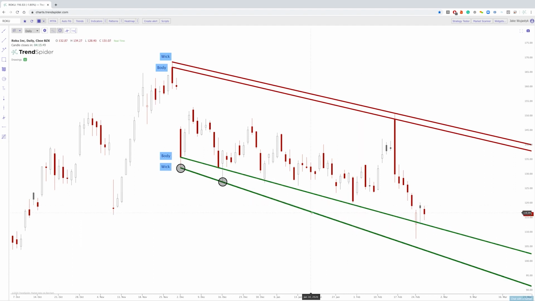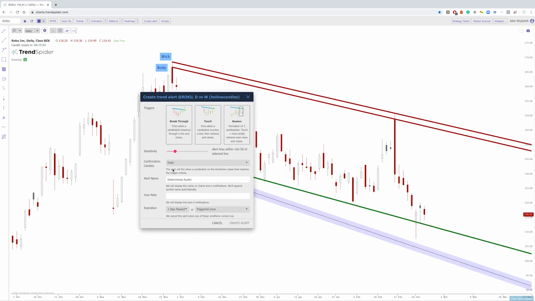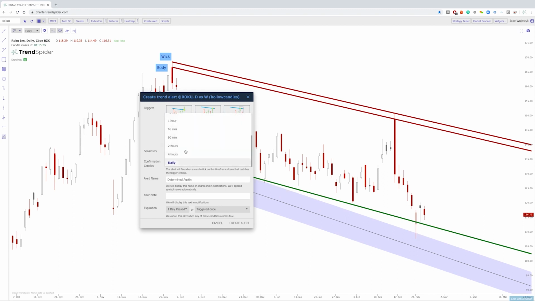Same thing here. Notice that the price action did not get down to this line. However, if I would have used an alert here, you're able to see that I would have been able to capture that zone here with that sensitivity. So let's say that I am trading the daily candle, but I do want to know whenever the 10-minute candle closes anywhere within this period, I'll be alerted on the 10-minute candle by just changing the confirmation candle here.